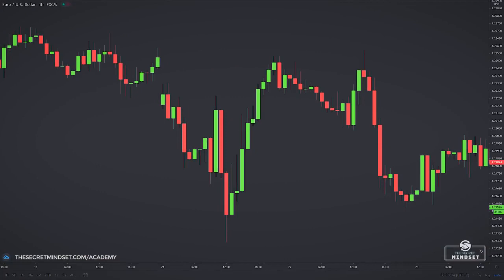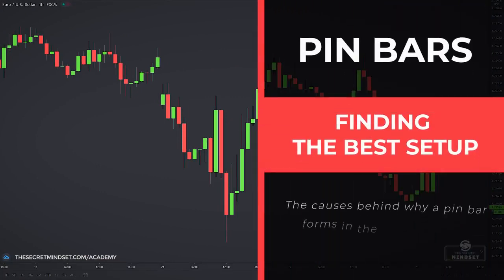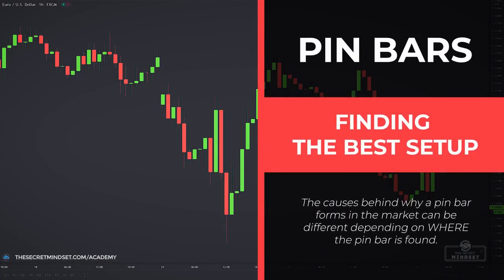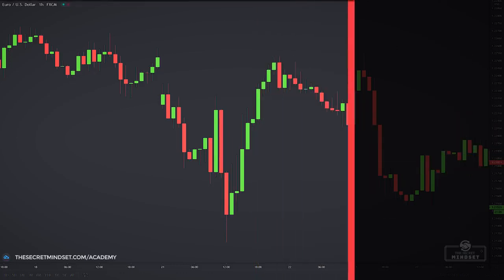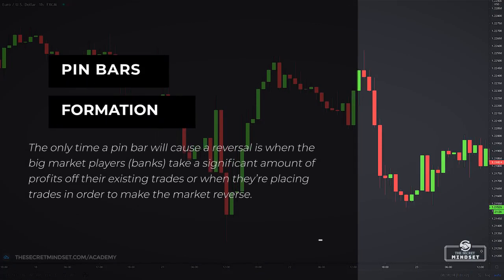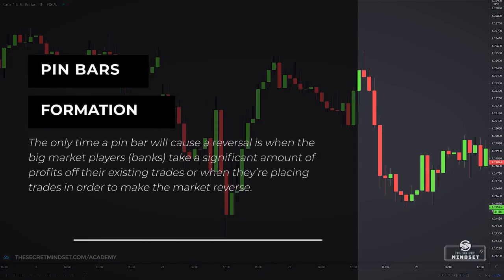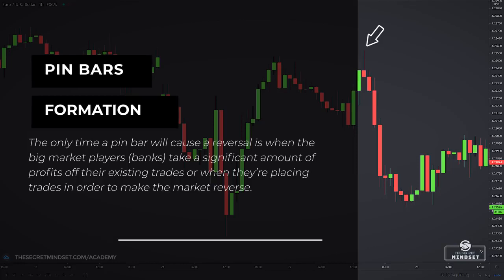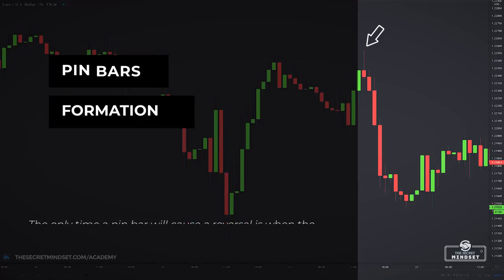If you didn't already know, there are different types of pin bars which appear in the market. When I say types, I don't mean one pin bar has a bigger wick than the other. I mean the causes behind why a pin bar forms in the market can be different depending on where the pin bar is found. Pin bars are typically reversal candlesticks. Now, very important, the only time a pin bar will cause a reversal is when the big market players, namely banks, take a significant amount of profits off their existing trades, or when they are placing trades in order to make the market reverse.